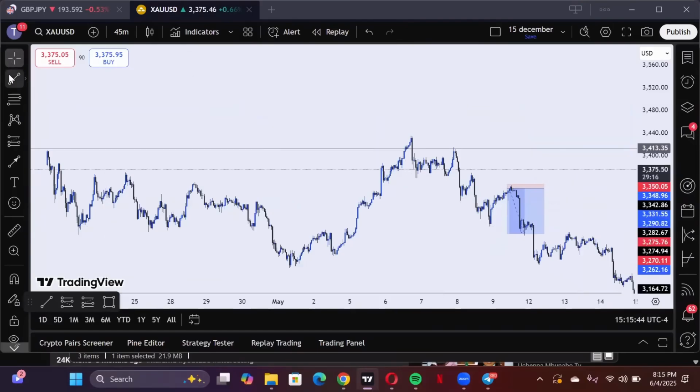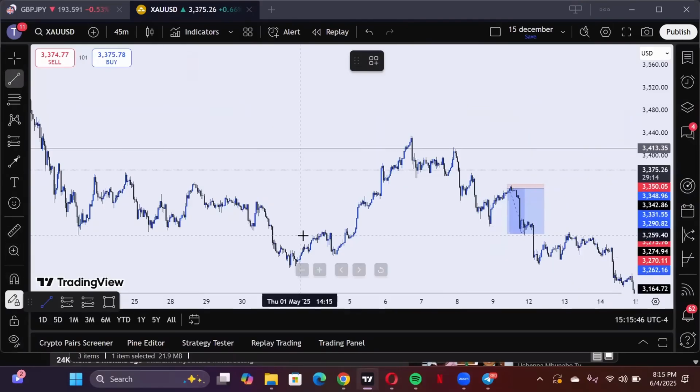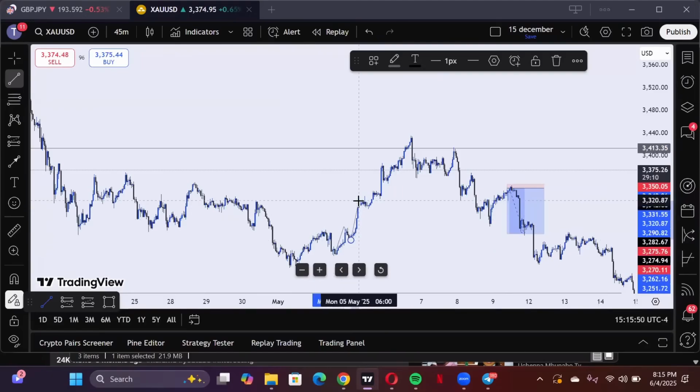But market is moving to the upside. This is an uptrend. You can see market making what? Higher highs, higher lows, higher highs, higher lows, higher highs, higher lows. So this is what?